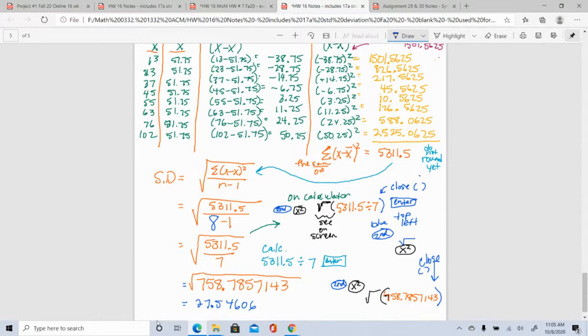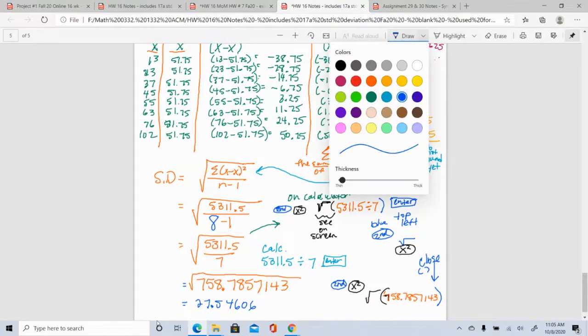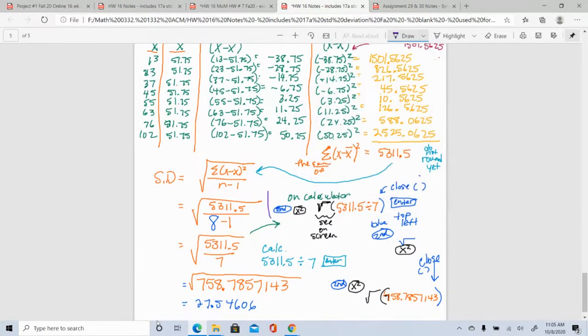So that takes me, if I do this, let me kind of put that in purple color. If I do all this on my calculator, it takes me all the way to my answer. Okay, it takes me to 27.54606. Now, you could have gone inside the parenthesis, inside the square root, and done 5311.5 divided by 7 and gotten this number.